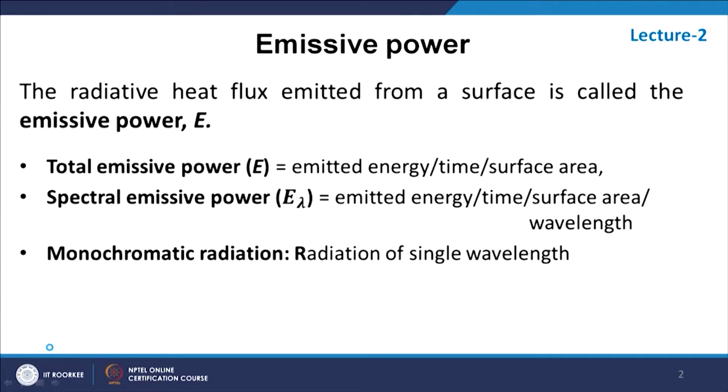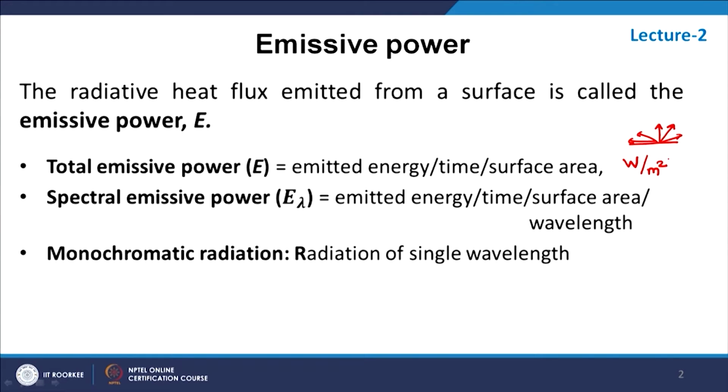However, unlike conduction and convection, the radiative energy is emitted in all directions. For example, if we have a flat surface, the energy will be emitted in all directions. In the case of a flat surface there are a total of 2 pi solid angles, so the energy will be emitted in 2 pi solid angles. The units of emissive power are watt per meter square. This is the total energy that is emitted by a surface in all the directions.